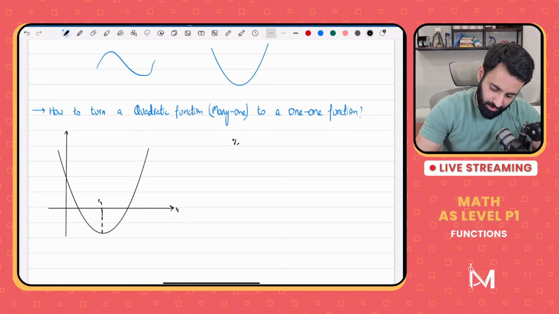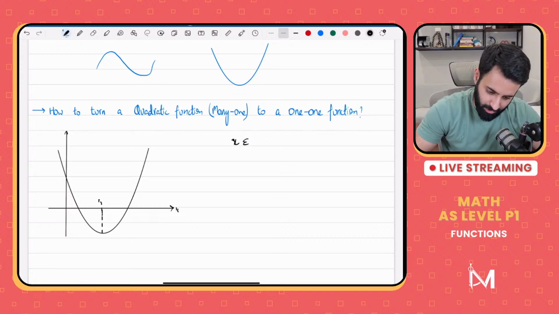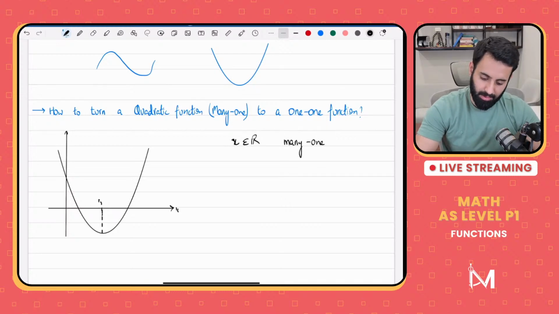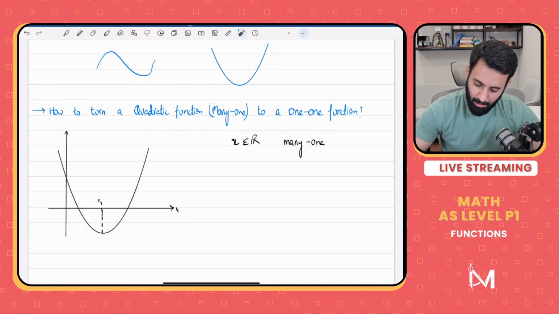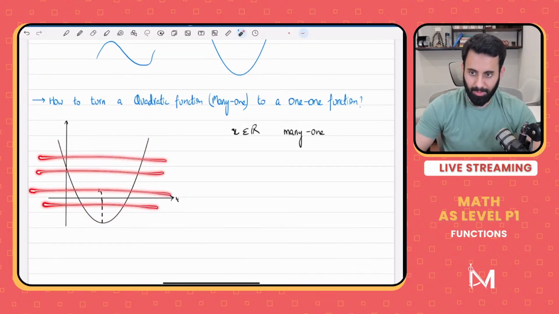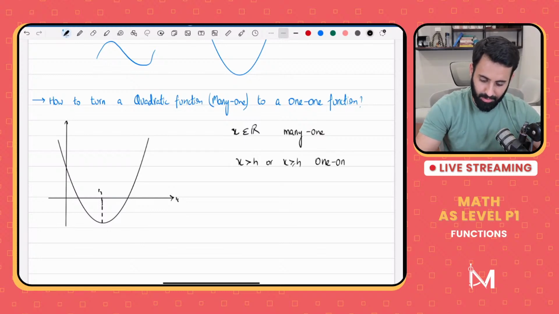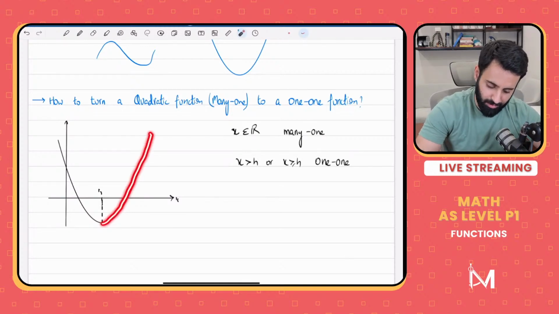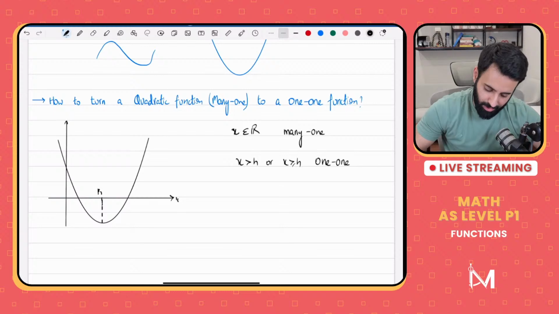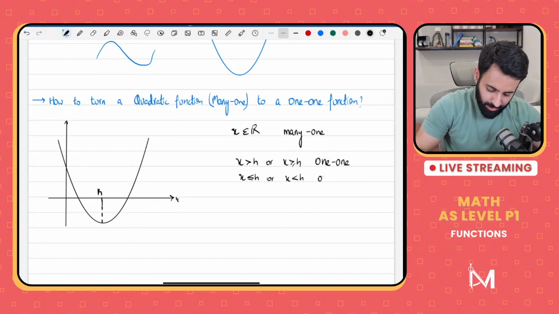So when the domain is such that x belongs to the set of all real values, by default, this is a many-to-one function. Why? Because it is decreasing as well as increasing. And also because the horizontal line cuts it twice. However, if I change the domain slightly, meaning if I make it x is greater than h, or even x is greater than or equal to h, then it becomes a one-to-one function. Why? Because then you're only looking at this part of the curve. Or even if x is less than or equal to h or x is less than h, then also this becomes a one-to-one function.